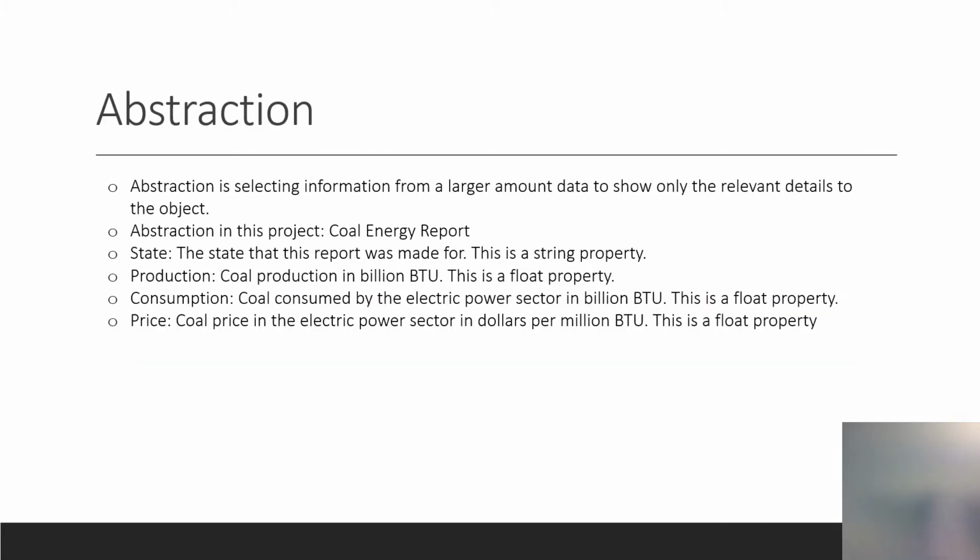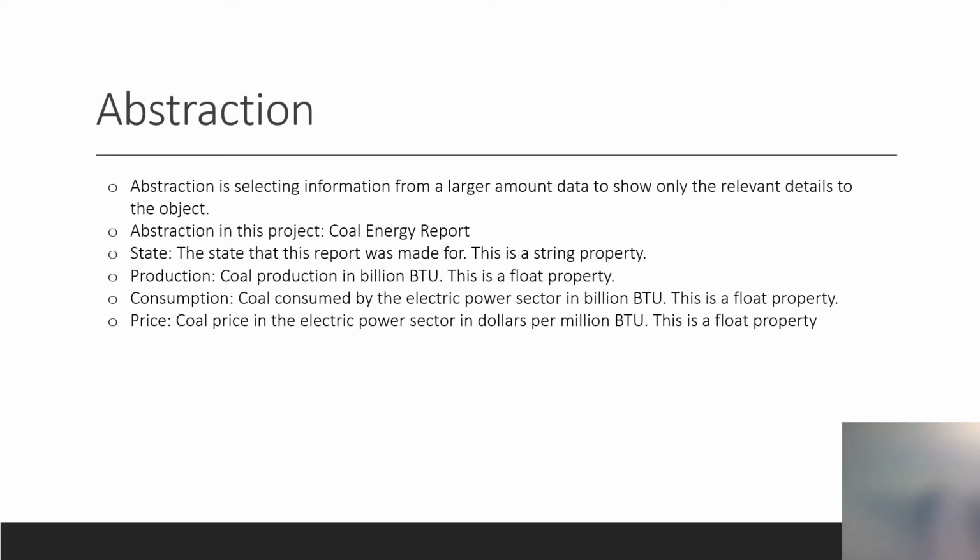We will begin with abstraction. Abstraction is selecting information from a large amount of data to show only the relevant details to the object. The main goal of abstractions is to handle complexity by hiding unnecessary details from the user, which enables the user to implement more complex logic on top of the provided abstraction without understanding or even thinking about all the hidden complexity.